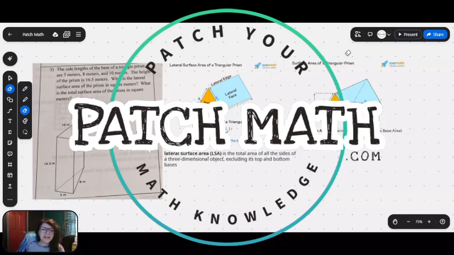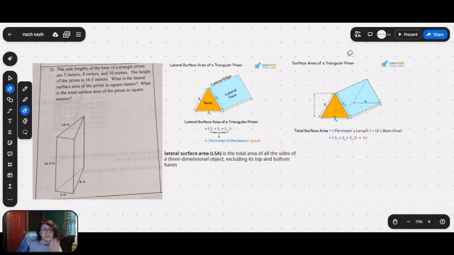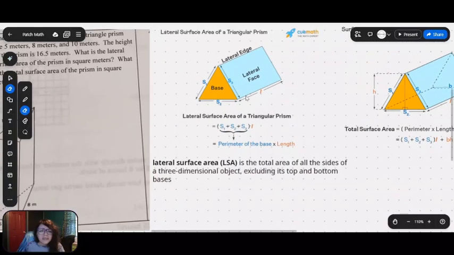Hello and welcome to Patch Math, where today we are going to patch your math knowledge on surface area. Most notably, we will be looking at triangular prisms today and the difference between lateral surface area and total surface area.